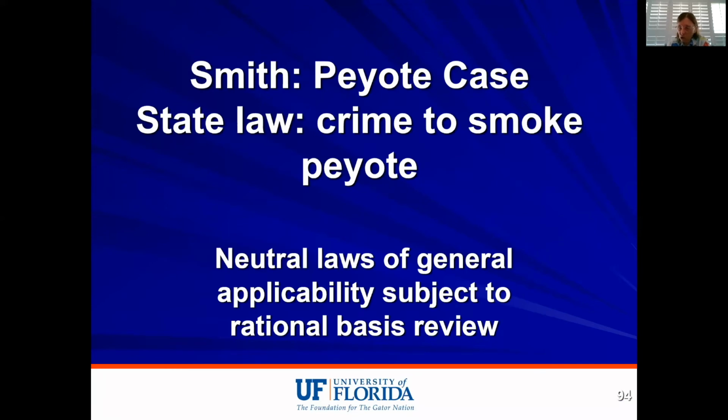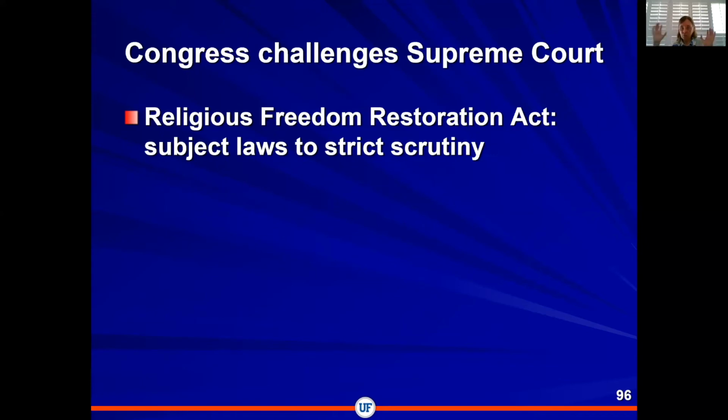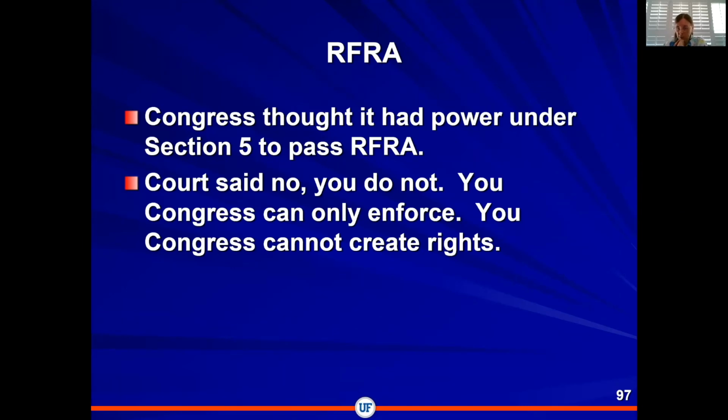Go back to the peyote case that Ken was talking about last week. State says it's a crime to smoke peyote. Neutral laws of general applicability are subject to rational basis review. It is rationally related to the state's interest in protecting the health, safety, and general welfare of its citizens to criminalize the use of peyote. That's what made it constitutional. And remember, Ken described it so well last week: everybody went a little bit crazy. I remember President Reagan saying, oh, that's outrageous. So Congress challenges the Supreme Court and says, whoa, we're going to fix this. They passed the Religious Freedom Restoration Act, saying we're going to subject these laws to strict scrutiny when they impose a burden on the free exercise of religion. The Congress, in other words, is saying the state has to meet strict scrutiny; the law has to be more than rational. Congress was using its Section 5 power to do that.